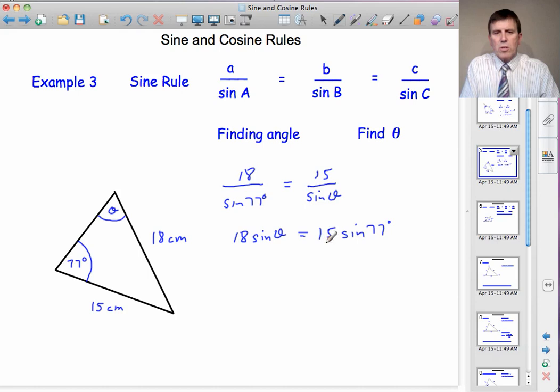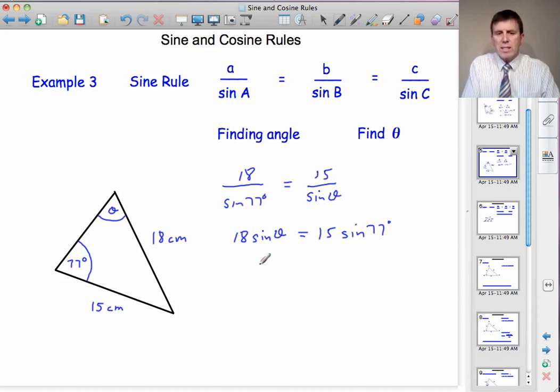You see why it's called cross-multiplying? It's because when I've got two fractions the same, I'm saying that that one multiplied by that one is the same as that one multiplied by that one, cross-multiplying. But it's just basically multiplying the equation through by both denominators. If I multiply the equation through by sine 77, it cancels out on this side and appears up here. And if I multiply the equation through by sine theta, it cancels out on this side but appears up there.